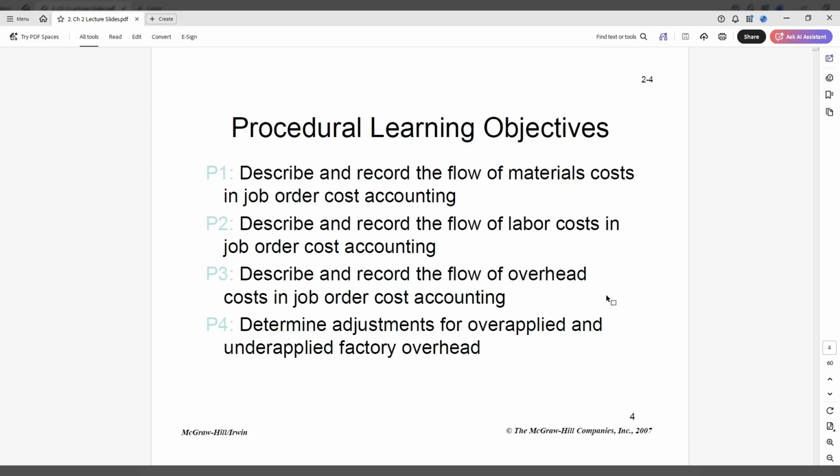It's not extremely difficult material, but there's a lot of moving parts to job order costing. And so definitely take your time with this chapter. And finally, we're going to determine unapplied, overapplied or underapplied factory overhead and how we do adjustments for that.